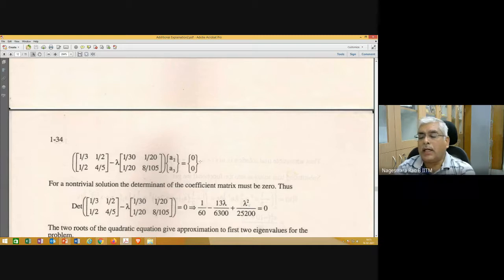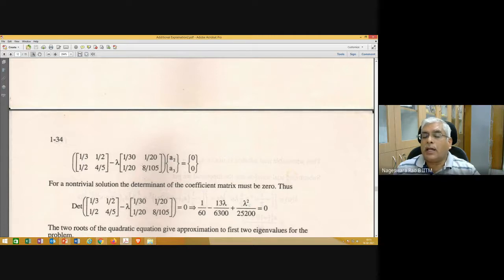It's of the form Ax = lambda Bx, or Ax minus lambda Bx is equal to 0, where A and B are matrices and x is a vector, and lambda is some scalar quantity. So this is of that kind of form, and then you can solve this.